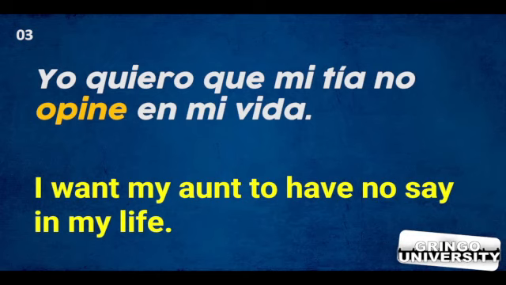I want my aunt to have no say in my life. Yo quiero que mi tía no opine en mi vida. It's a desire. Yo quiero, that will be the present tense, the normal present tense, que mi tía no opine en mi vida. Mi tía no opine en mi vida will be the second clause.